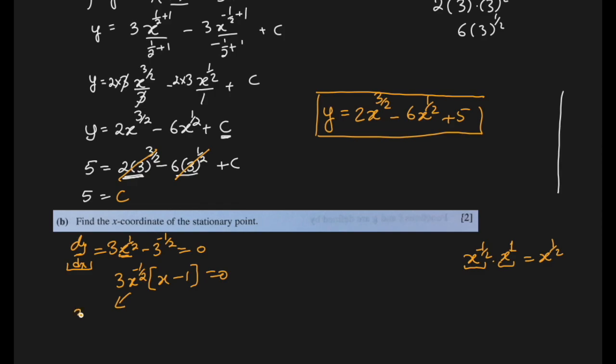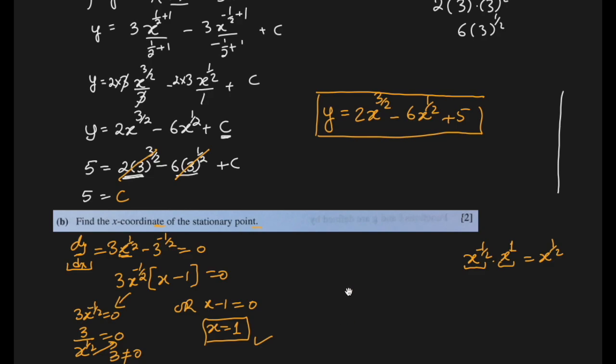So what do we get? 3x to the power minus half is equal to 0, or x minus 1 is equal to 0. It gives us x equal to 1. They're saying find the x coordinate of the stationary point, that means there is only one. This one will not give us a solution. Why? 3 over x to the power half is equal to 0, and cross multiplying, 3 becomes equal to 0, which is not true. That means this one is useless. This is the one. They said x coordinate, we got the x coordinate as 1.